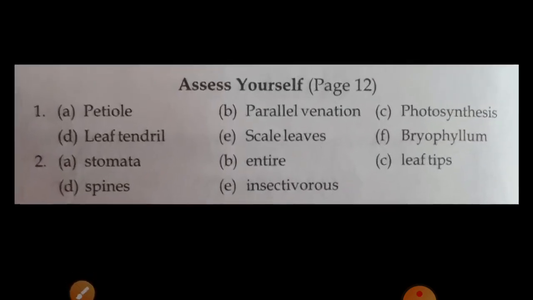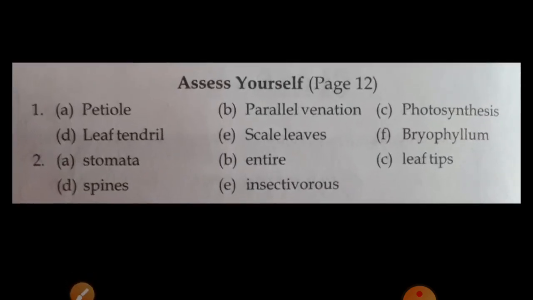Now come to the next page, next exercise, page number 12. All of you open page number 12. Assess Yourself. You all have to write these answers with the help of a pencil in the book only. No need to write in your copy. Okay. Your first question of Assess Yourself is, name them.